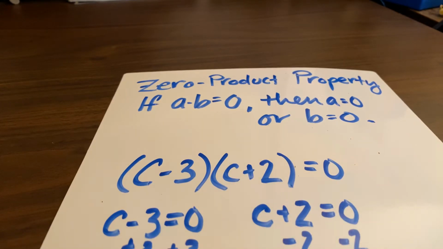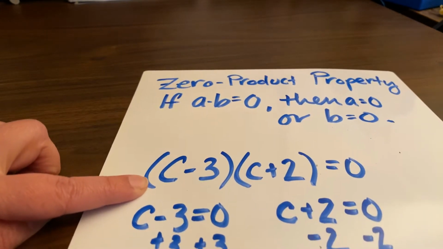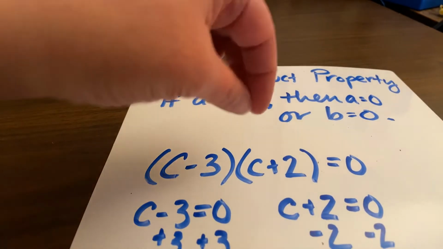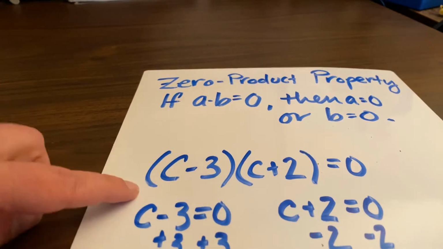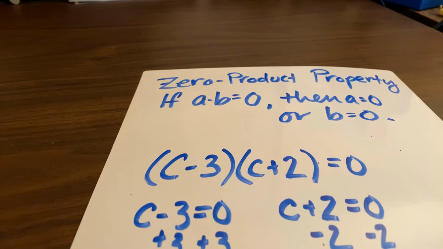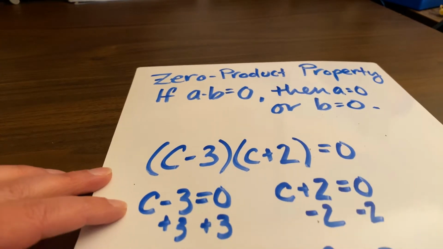So say you have the equation c minus 3 times c plus 2 is equal to 0. This is already in factored form. We have something times something equals 0, so either this something equals 0 or that something equals 0. And so we set each of those things equal to 0. We have c minus 3 equals 0 and c plus 2 equals 0.